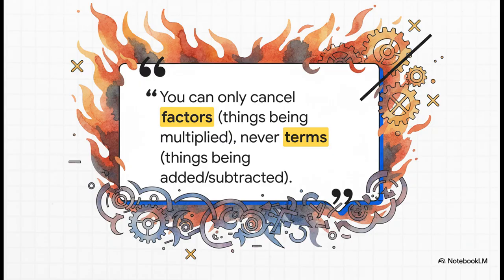Okay, before we go any further, I need you to burn this into your memory. This is the golden rule. You can only cancel factors. That means things that are being multiplied. You can never, ever cancel terms, things that are being added or subtracted. Seriously, if you remember this one rule, you will avoid 90% of the common mistakes.